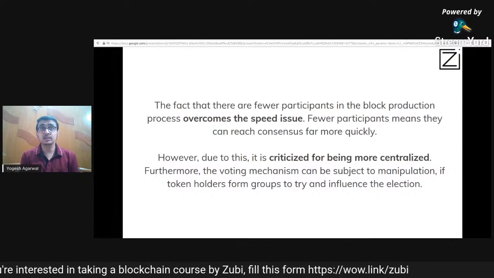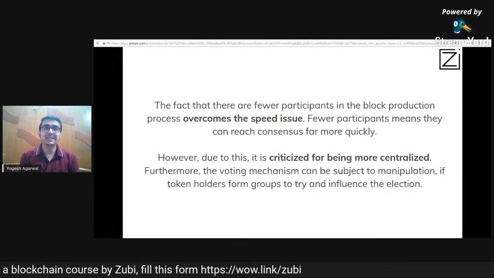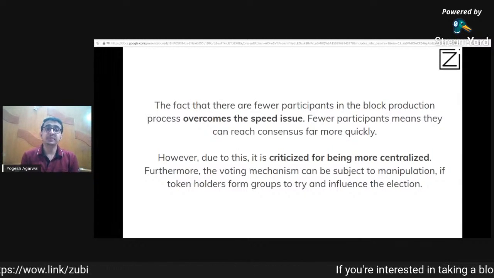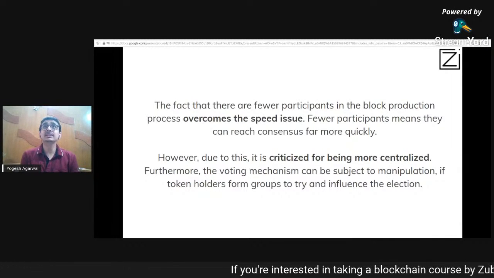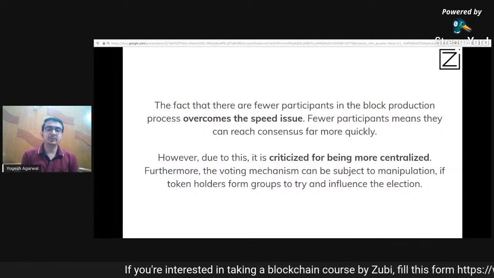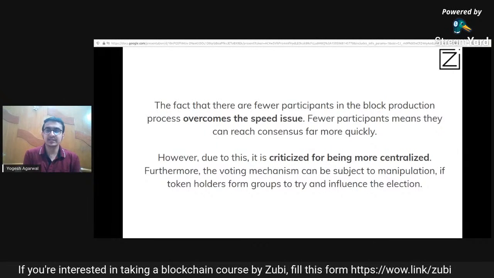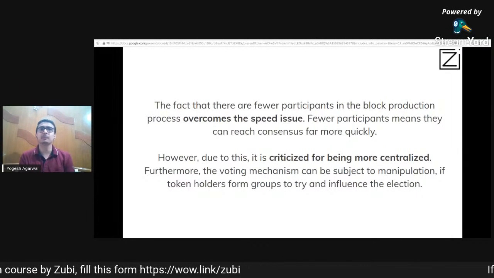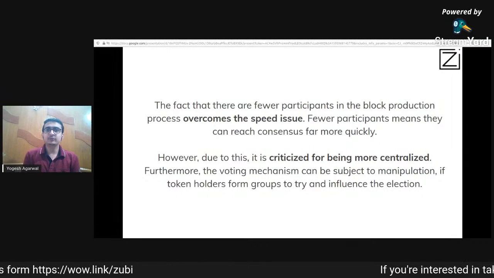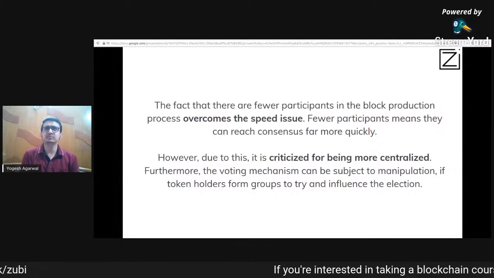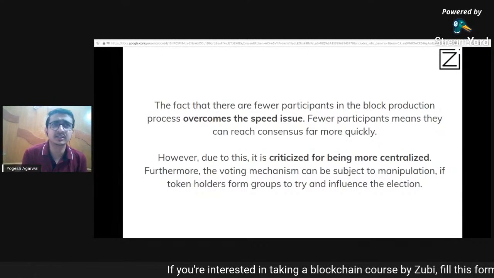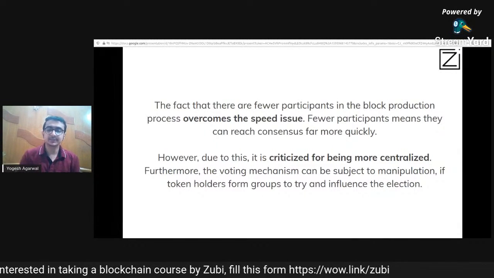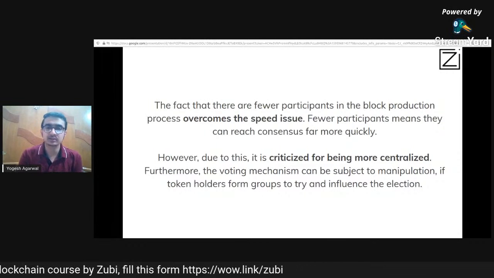But the benefit of DPoS, delegated proof of stake, is that it provides more speed. The reason is that fewer people have to come to a consensus. Earlier, everyone had to come to a common consensus, and now only 100, or whatever the number is, have to. A lesser number of people means it takes less time to reach consensus, so obviously it has a speed advantage. That's why it is very popular these days.